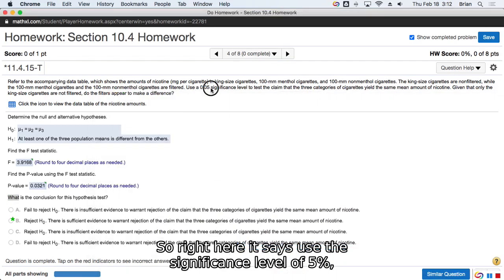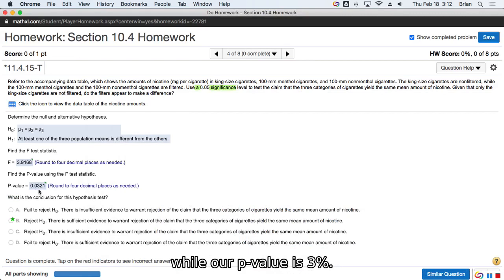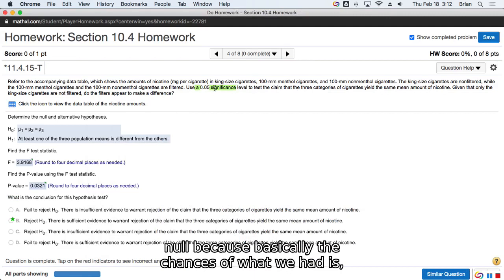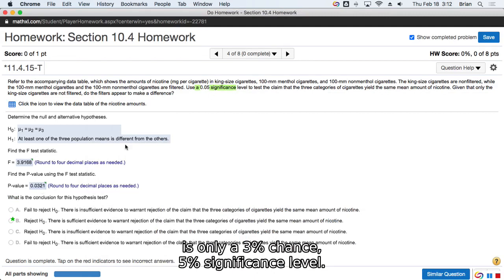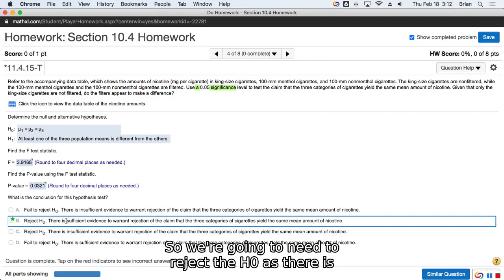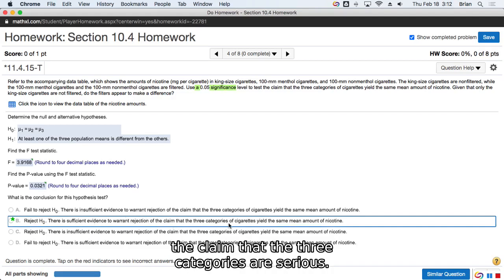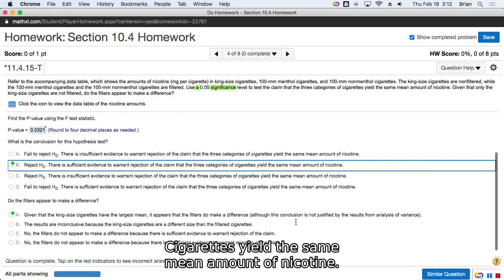So right here, it says use a significance level of 5%. Well, our p-value is 3%. So since our 3% is less than our 5%, we are going to have to reject the null because basically the chances of what we had is only a 3% chance, 5% chance significance level. So we're going to need to reject the H0 as there is sufficient evidence to warrant the rejection of the claim that the 3 categories of cigarettes yield the same mean amount of nicotine.